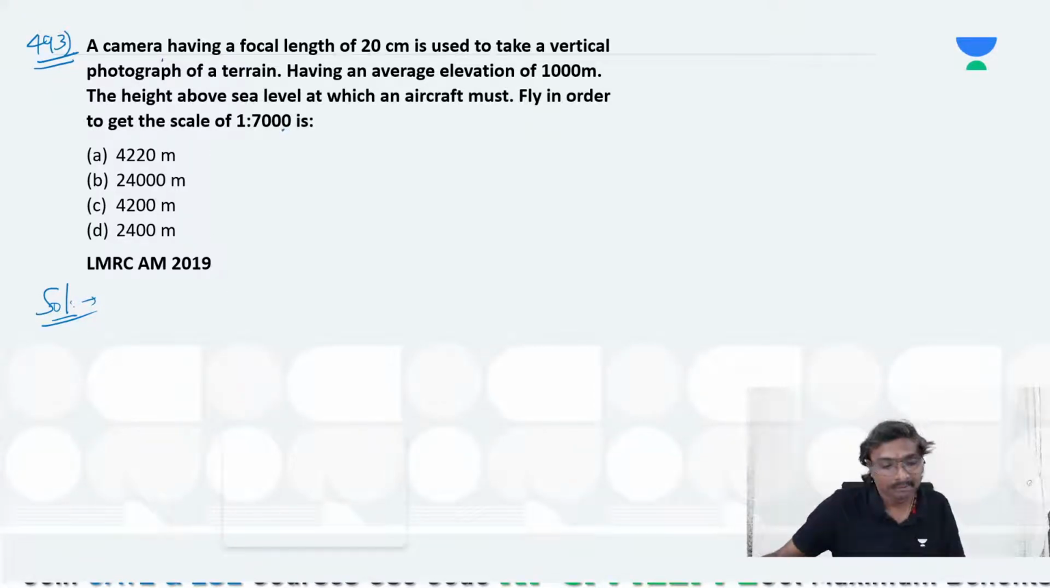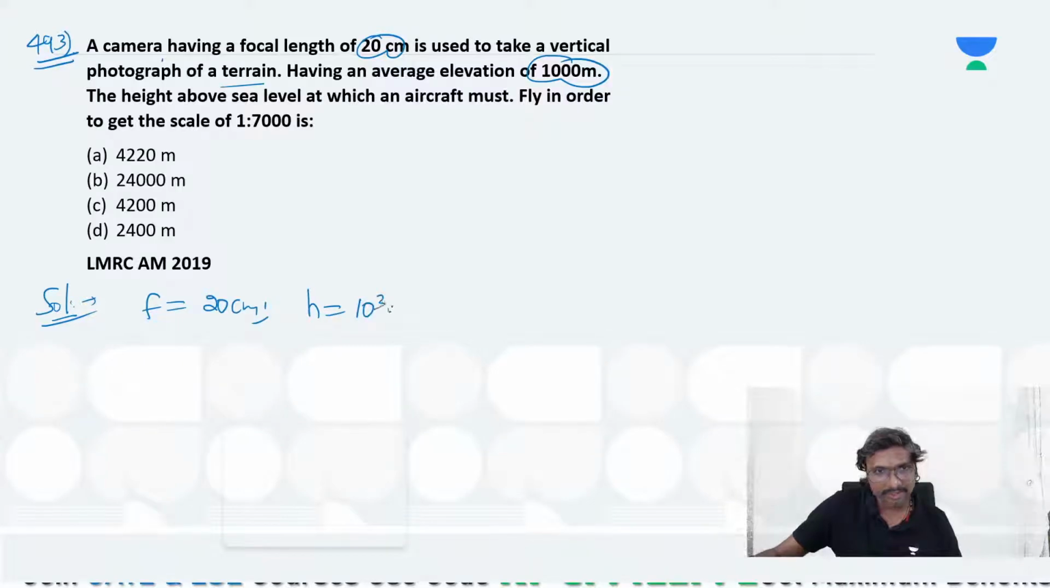Right. A camera is having a focal length, what is it you are having? A camera is having a focal length of 20 centimeters, right? What is that focal length f given? That f is equal to 20 centimeters, used to take a vertical photograph of a terrain having an average elevation of 1000 meters, right? What is that small h given? Small h is your 1000 meters, the elevation of this ground whose photo you are taking, right? The height above the sea level at which the aircraft must fly in order to get a scale of 1:7000, right? So what is that?